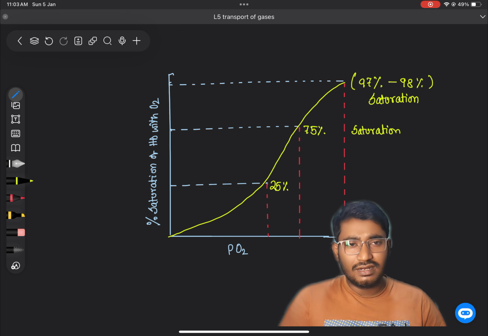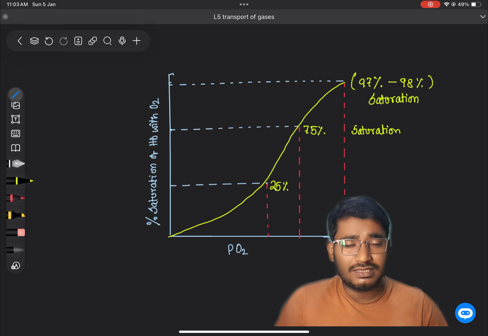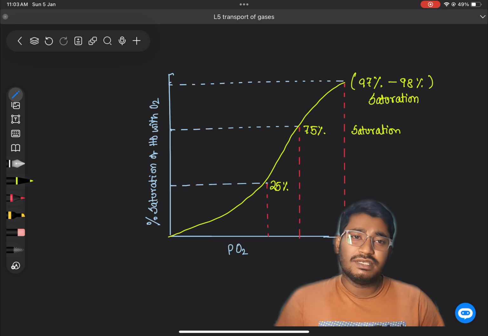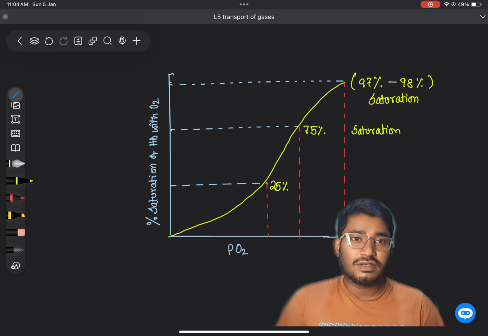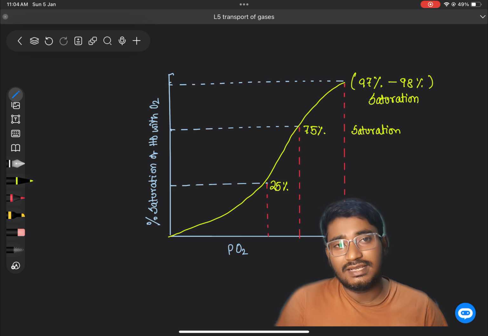So there are several requirements, eligibility criteria, to keep the patient under ventilation, because it is the last option to save the life of the patient, and in some cases it saves the life.